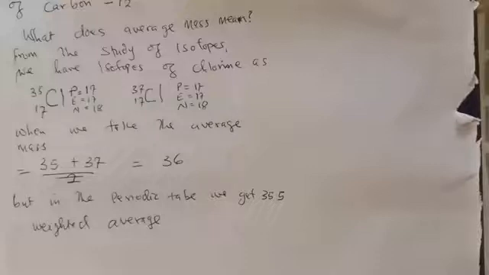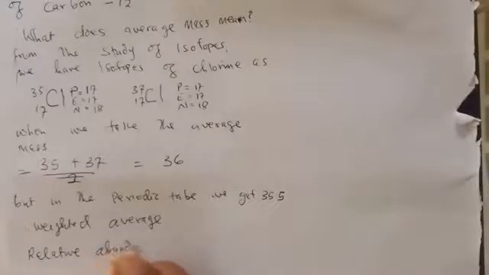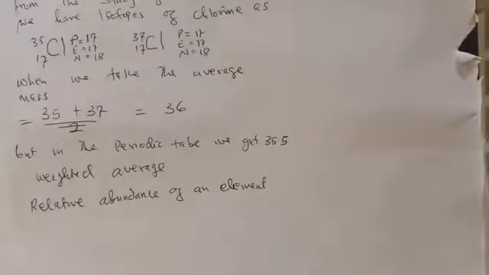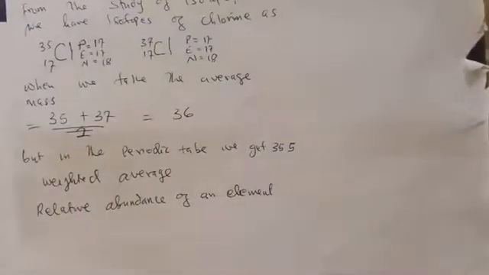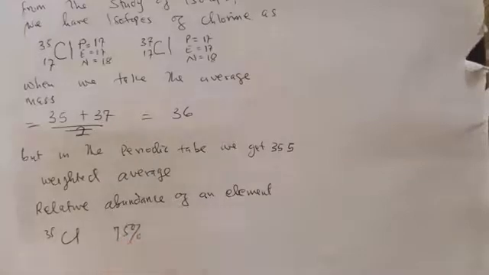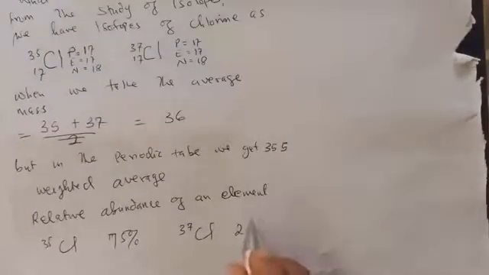A weighted average is simply based on how common something is. That is the relative abundance of an element. How much of it is present? That is relative abundance. For example, in a sample of chlorine, chlorine-35 is always present by relative abundance of 75%, while chlorine-37 has a relative abundance of 25%.